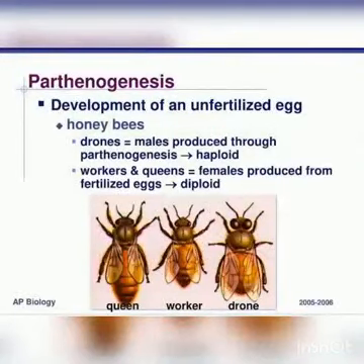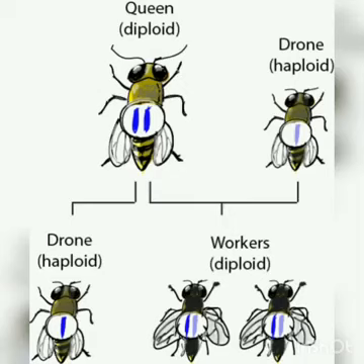What is meant by parthenogenesis? Development of egg without the act of fertilization. It means that the males have half the number of chromosomes, haploid, and the females have double the number, that is diploid. Hence the name haplodiploid. Haploid means 1N, diploid means 2N.